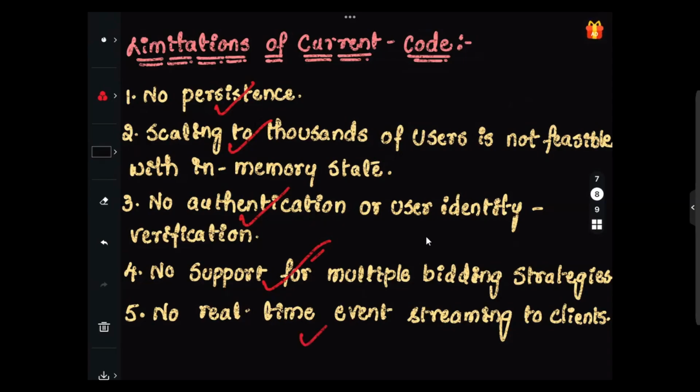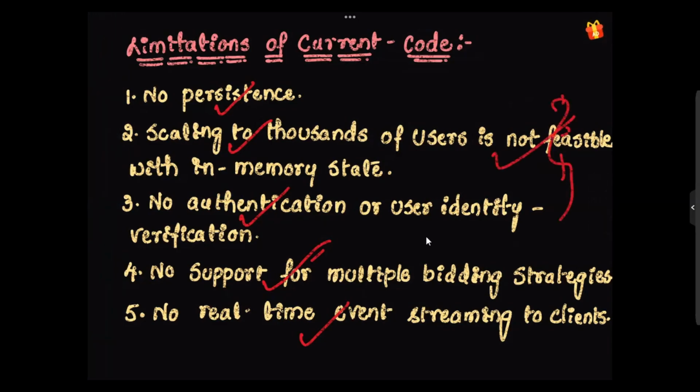The final one here would be no real-time event streaming to the clients. We are not providing real-time event streaming to the client. So this is one of the limitations as well, right? These are some of the limitations that I wanted to discuss. Now we have successfully discussed the limitations of the current code.